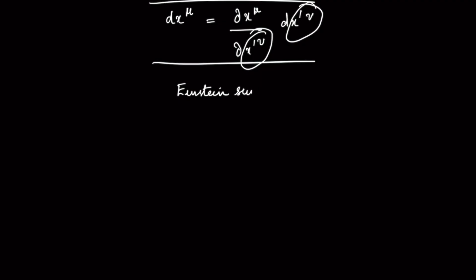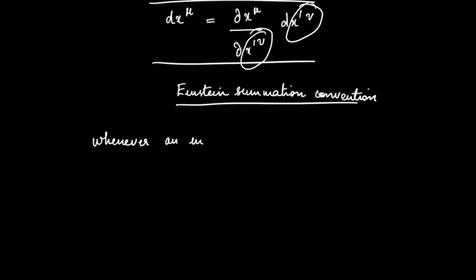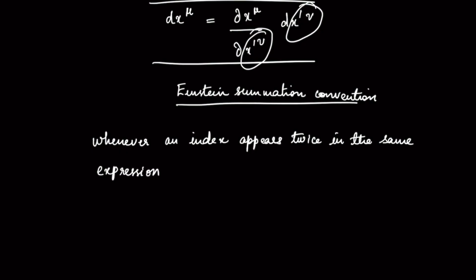That is known as Einstein summation convention. According to this convention, whenever an index appears twice in the same expression, it is automatically summed over all the possible values.